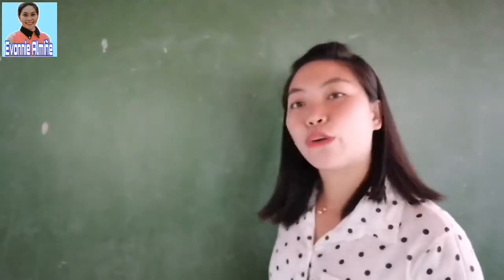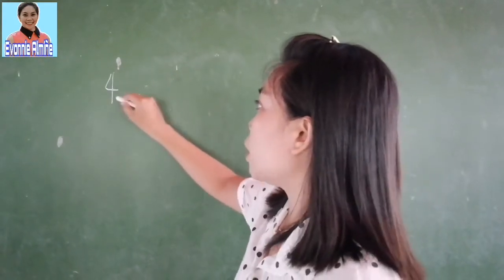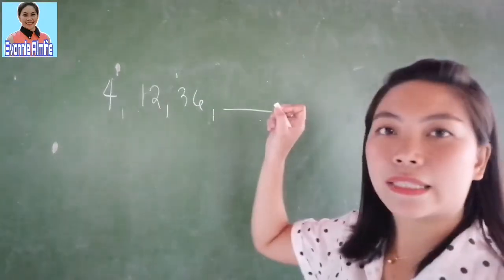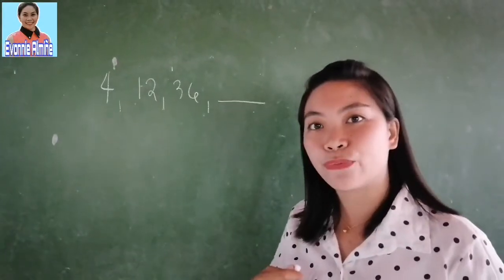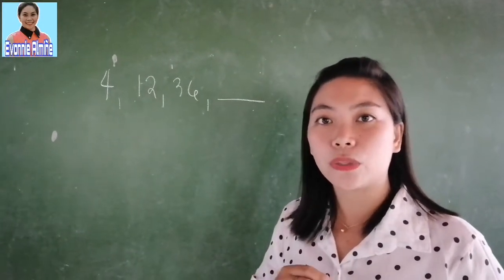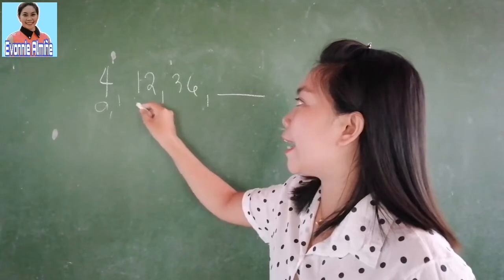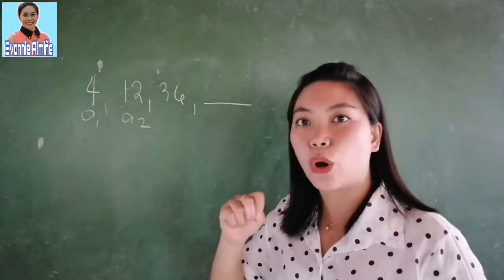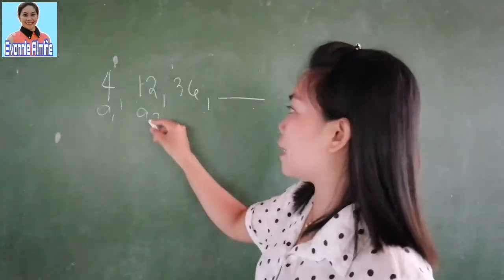So for example, let us find out the next term of a geometric sequence for, let's write it on the board. We have 4, 12, 36. So, what would be the next term in this geometric sequence? So, of course, we are going to find first the common ratio. Ano po itong tinatawag natin na common ratio? That is the ratio between the first term and the second term. So, when we say the ratio, that is the quotient of the two numbers. So, we are going to find the quotient of these two terms.